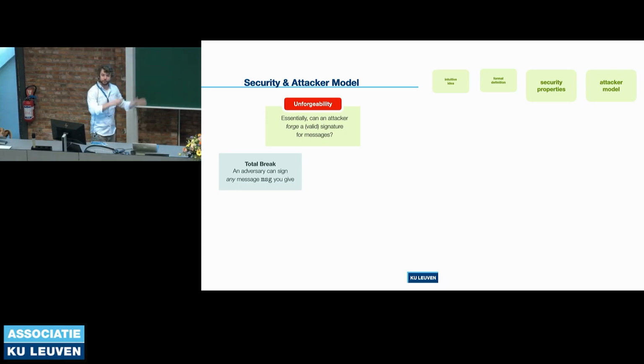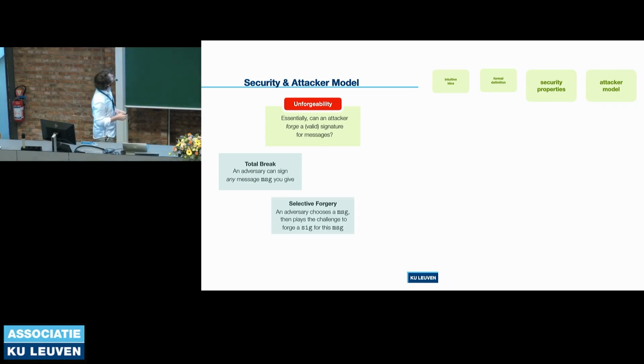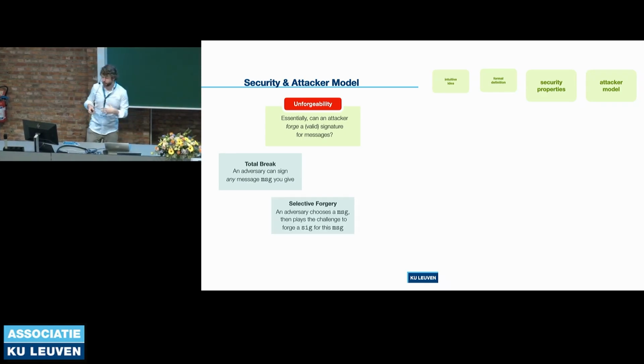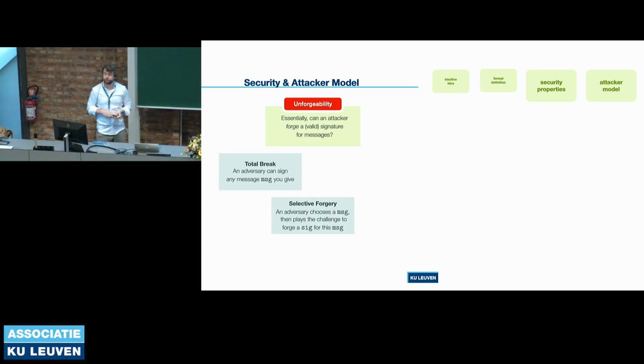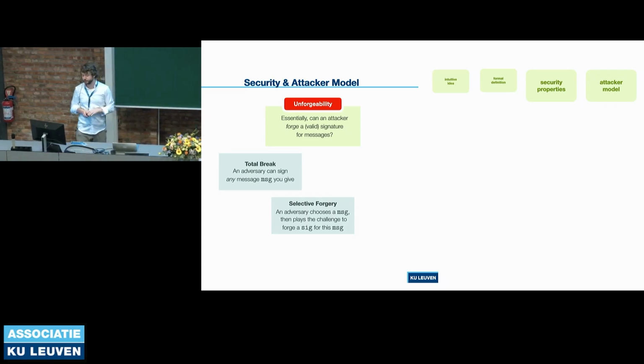And then your scheme is completely worthless, of course, if people can do this. But we also want to assume already a much milder condition, for example, a selective forgery. In this case, you choose a message, and then you play this challenge of trying to forge a signature for this message.